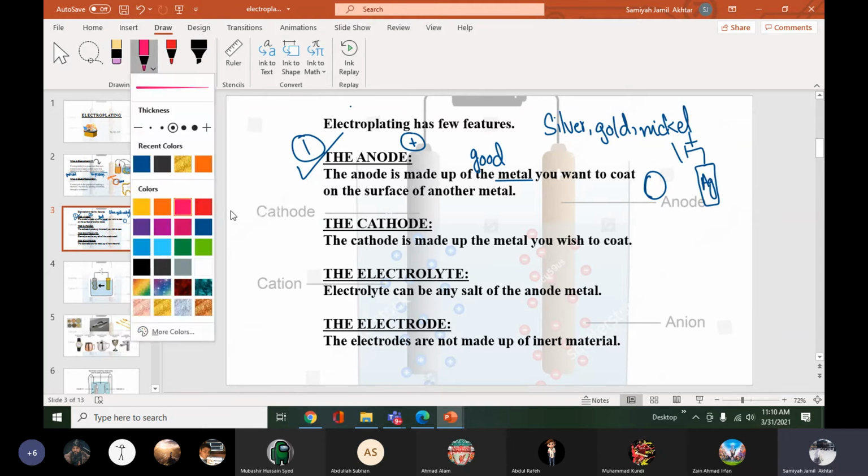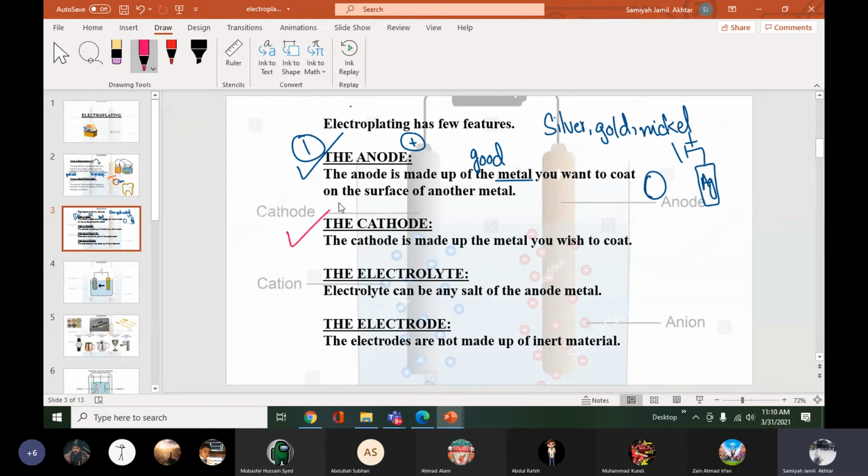Now, the second point is the cathode. The cathode is made up of the material you wish to coat. It is not always a metal, it can be any other thing also. Like the coin: the coin is made up of brass, bronze, or any other alloy. These are alloys, so the coin is made up of these things.